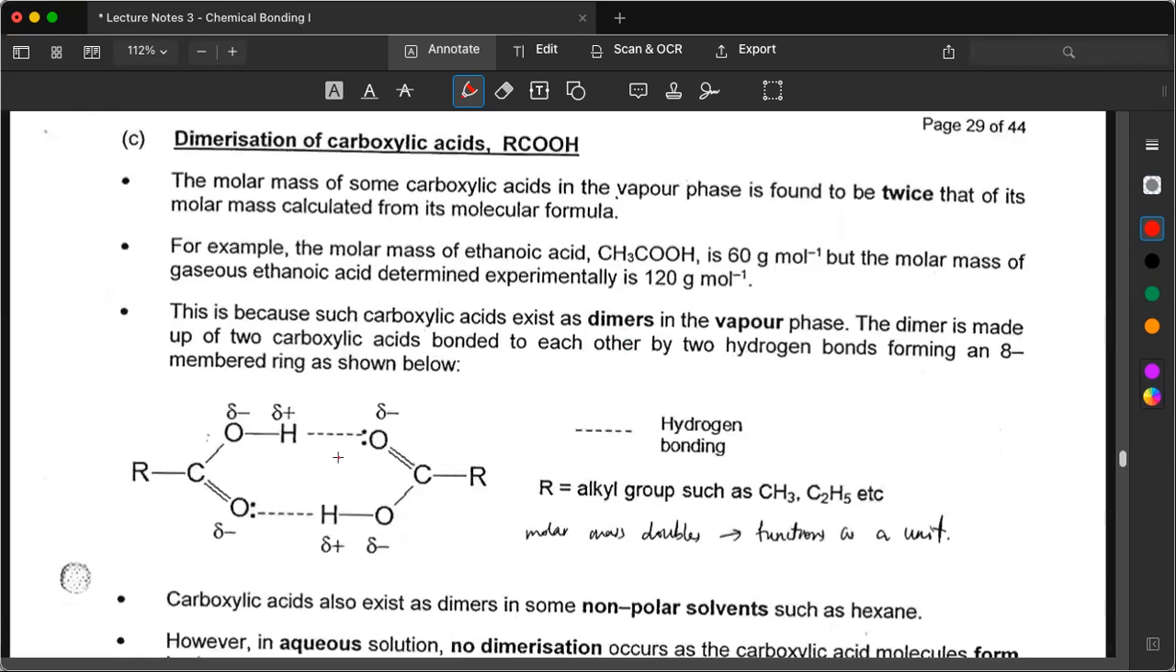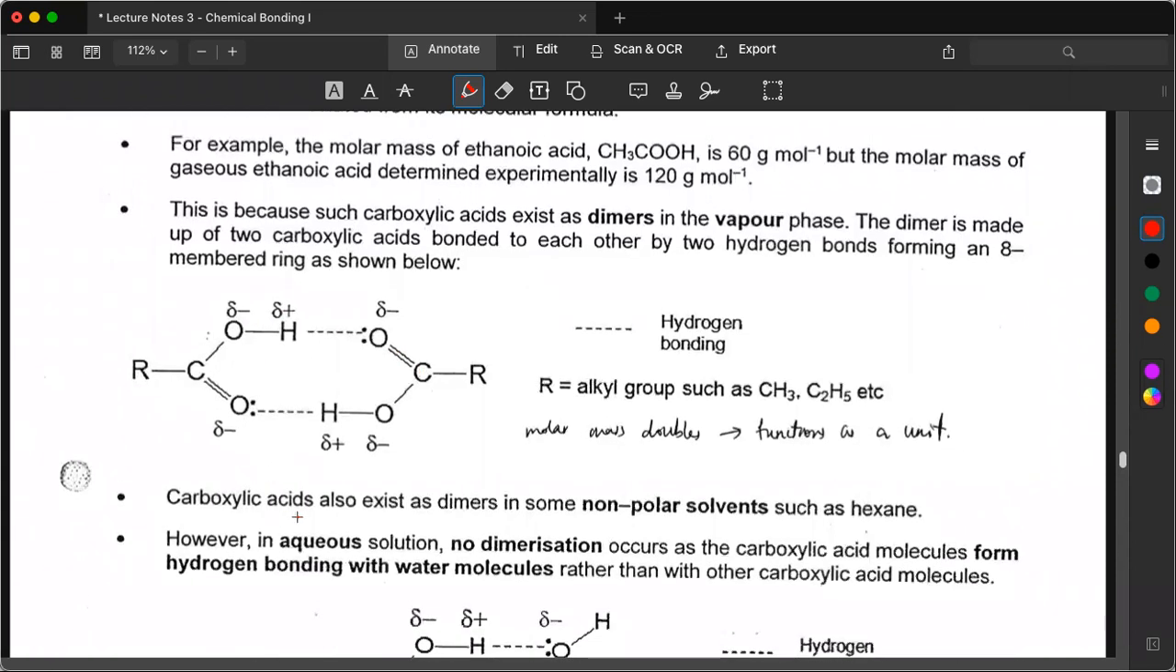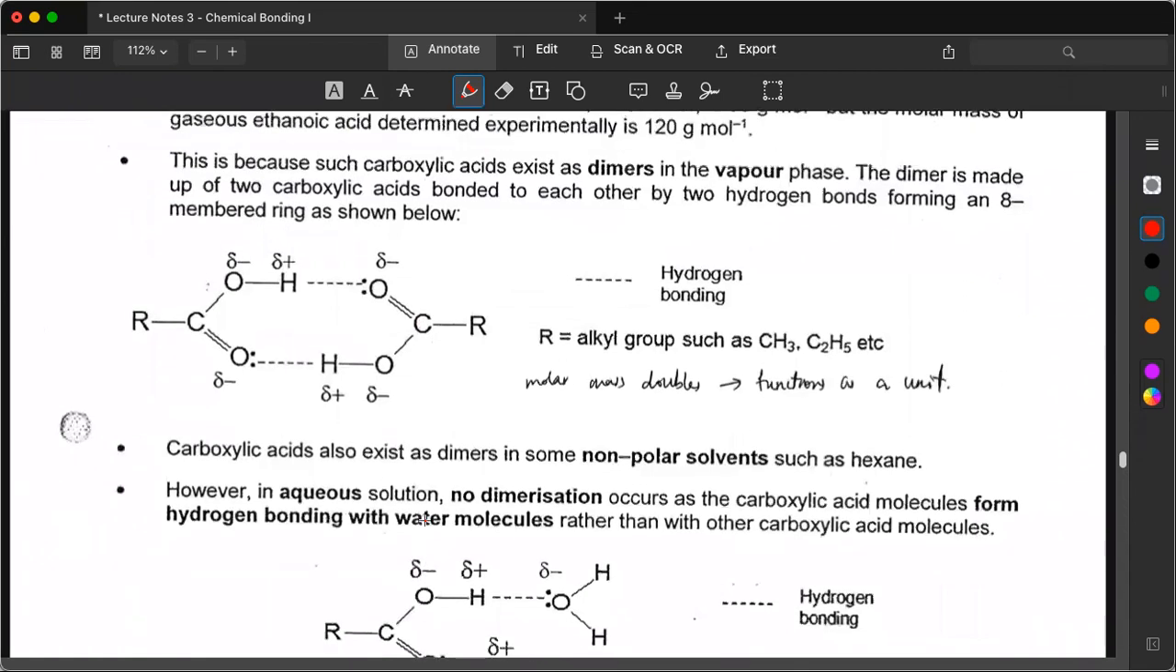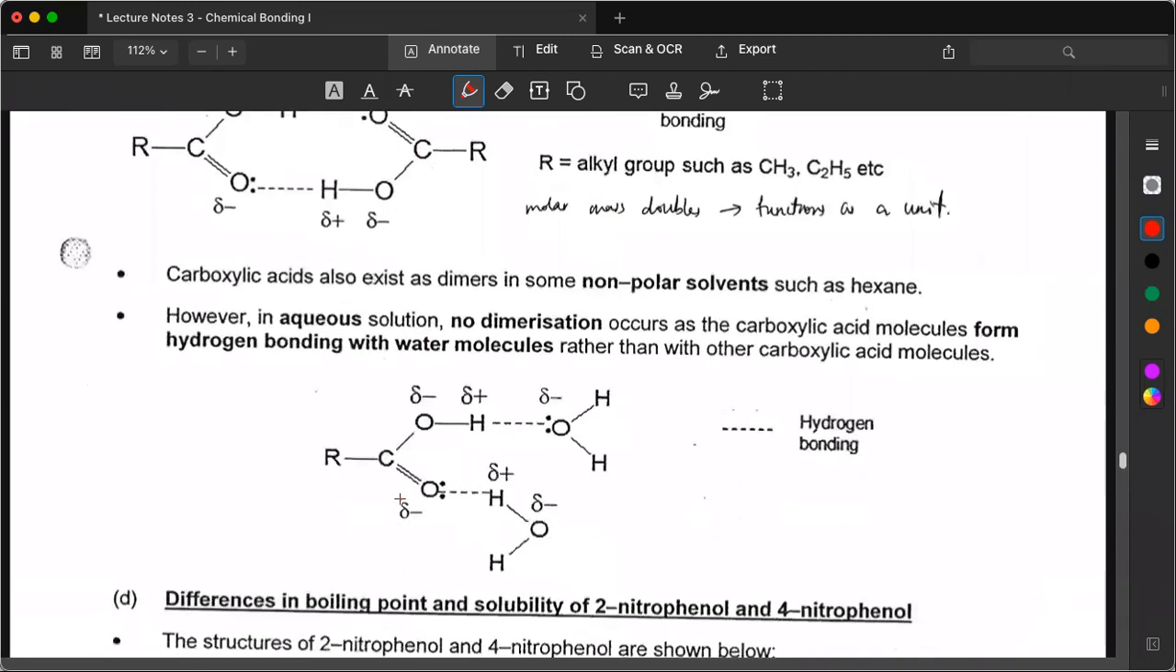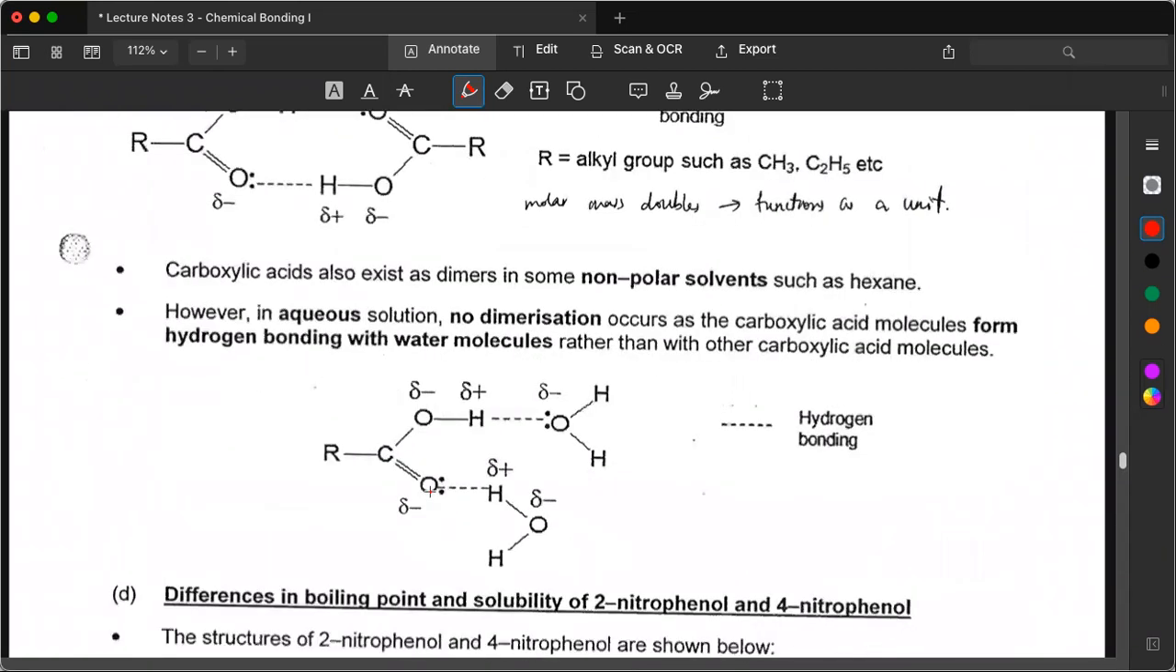Because carboxylic acid is a dimer in the vapor phase, made up of 2 carboxylic acids bonded to each other by 2 hydrogen bonds here. So it forms an 8-member ring. 1, 2, 3, 4, 5, 6, 7, 8. So this is an 8-member ring. The carboxylic acid also exists as a dimer in some non-polar solvents. However, when we place this in aqueous solution, no dimerization occurs because the carboxylic acid actually forms hydrogen bonds with water, which prevents dimerization from occurring.